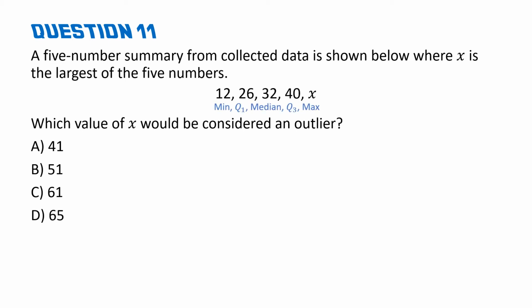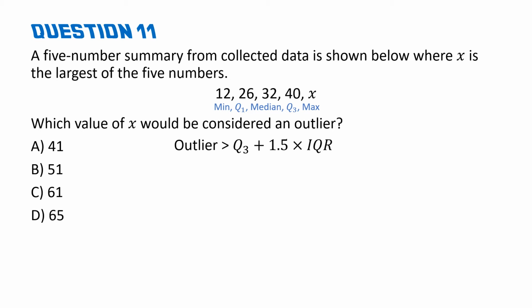Right, so our first number is going to be our minimum score. The second number is our first quartile. The third number is the median. Fourth score is the third quartile. And then the fifth number is going to be the maximum score. So we want to work out which one is an outlier. How do we do that? Well, we're looking at the bigger outlier.